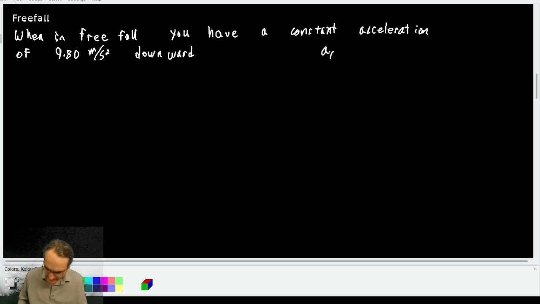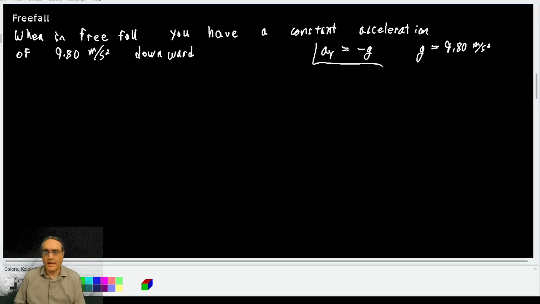Frequently we will write this as a_y is minus g, where g is just the magnitude of this acceleration, 9.80 meters per second squared. So you'll see me use a_y is minus g very, very often.